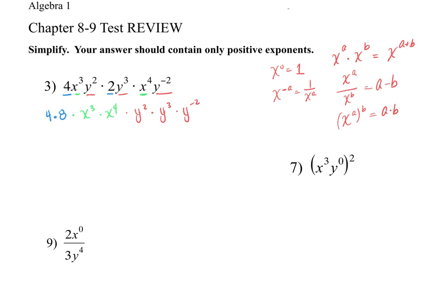All right. Then I'm just going to use my properties. When I'm multiplying numbers, I just multiply the numbers as they are. I went ahead and multiplied, by the way, in my head. Sorry about that. It's 4 times 2, which is going to give you 8. For my x's, I'm going to add those exponents, so I have 3 and 4. And then I'm going to add these exponents, 2, 3, and negative 2. And that would be my answer.